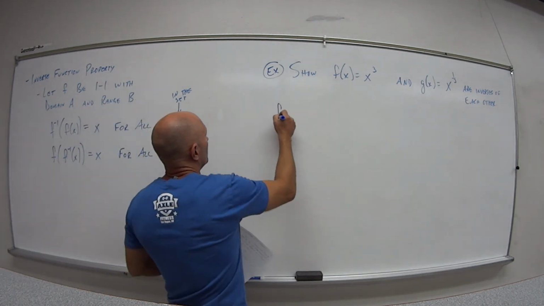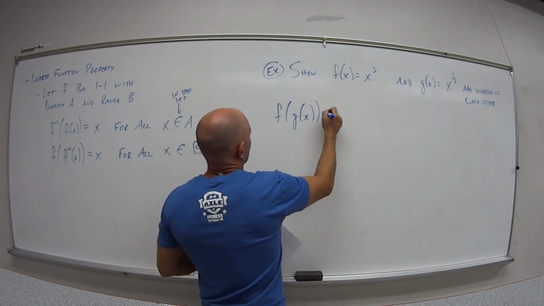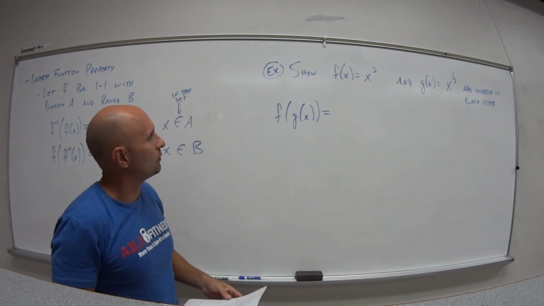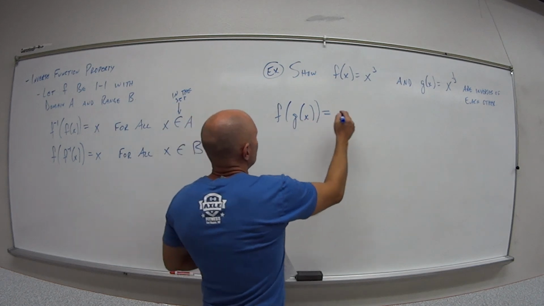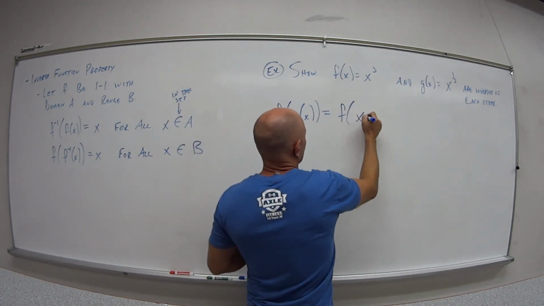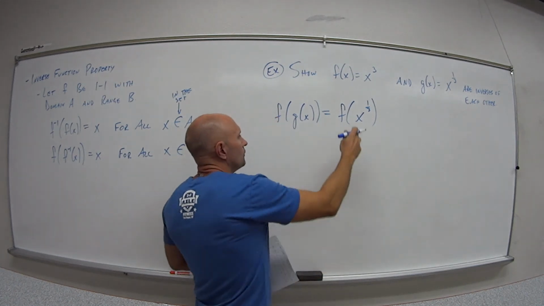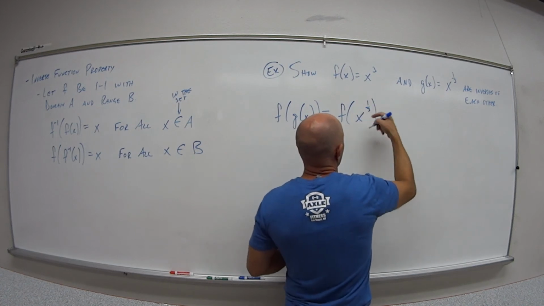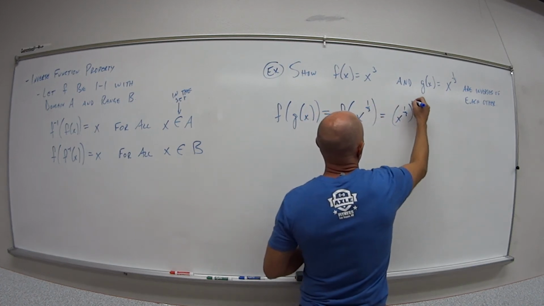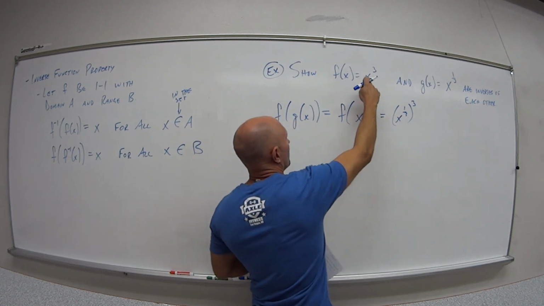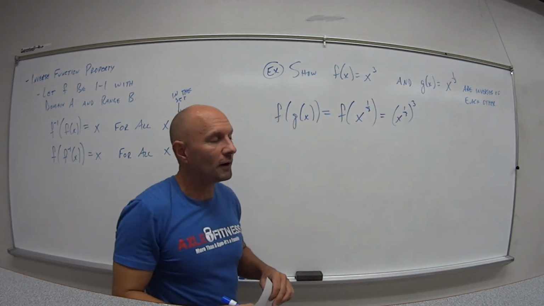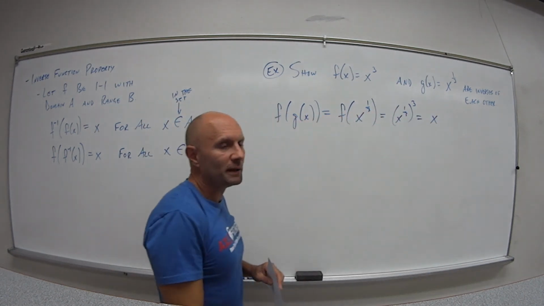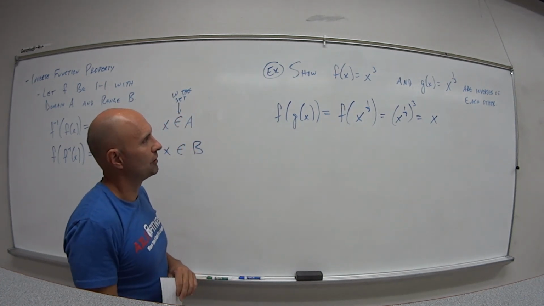So let's do the first one, f of g of x. These are our composite functions. We talked about these in 2.6, I believe it was. So this means f of g of x, which is x to the 1/3 power. I'm plugging x to the 1/3 into my function f, which means that's going to be x to the 1/3 to the 3rd power. We know from our exponent rules they multiply, so 3 times a third is 1, so this gives me x. So that's good. The one direction works.